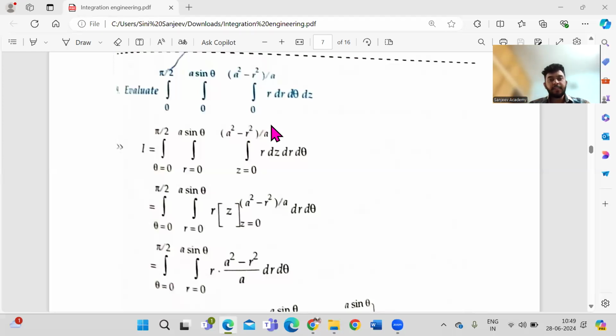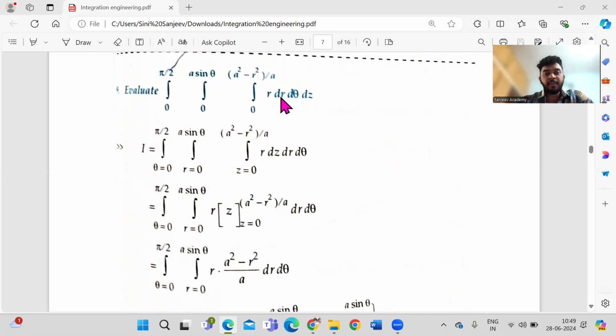So the next question is the integral from 0 to pi by 2, and we are getting some polar coordinates. Polar coordinate is nothing but r. We know that the complex number z is equal to x plus iy, where x is equal to r cos theta and y is equal to r sin theta, and x square plus y square is equal to r square. So this is my polar coordinate actually.